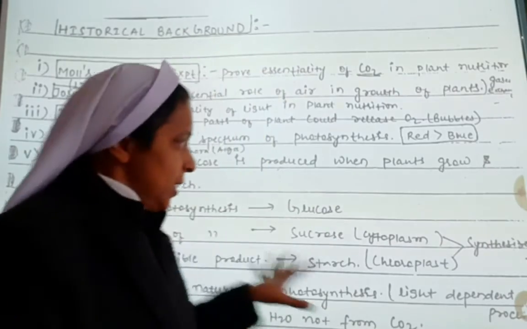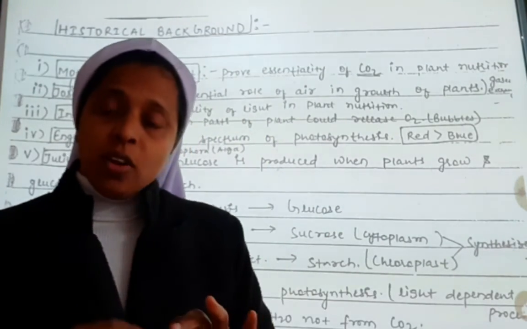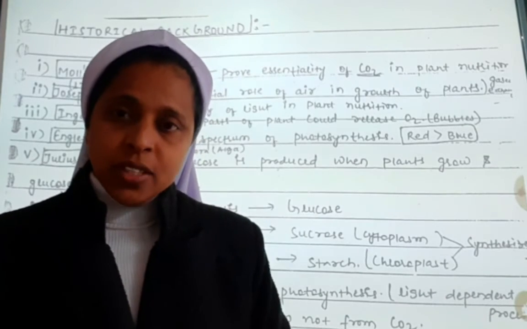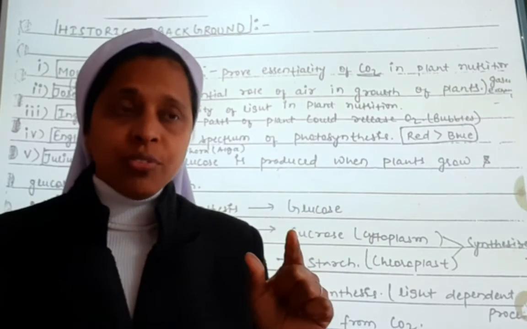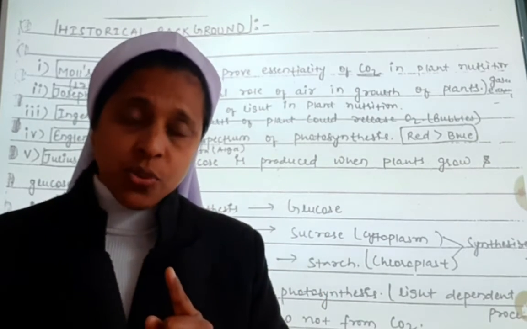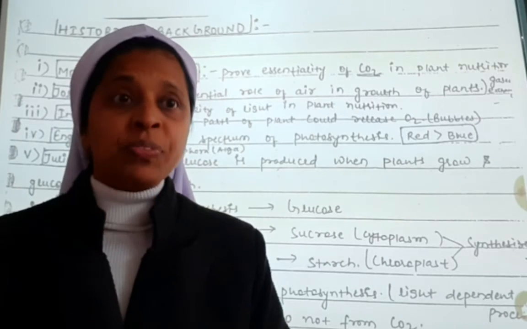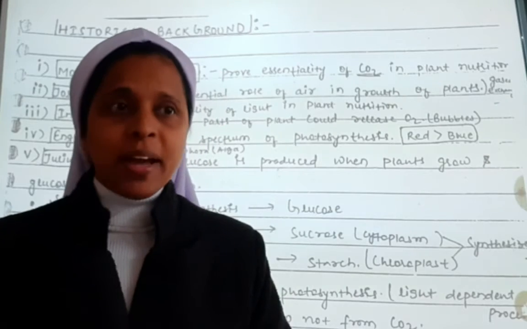Then what is the first product of photosynthesis? Glucose. This question is always asked, and we often get confused with these questions. What is the first product of photosynthesis? It is glucose. But what is the first stable product of photosynthesis? Then we have to say sucrose. And where is it synthesized? It is synthesized in the cytoplasm.